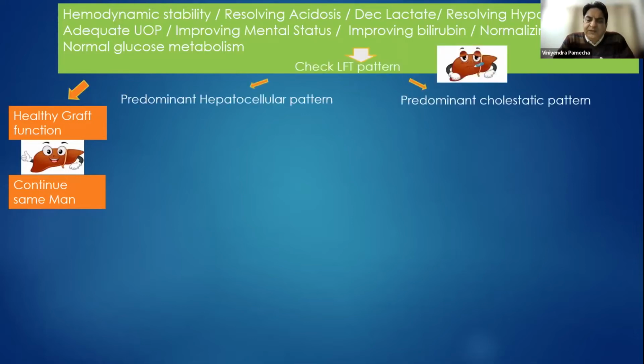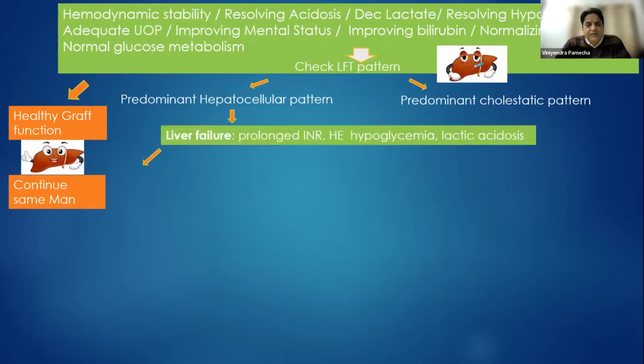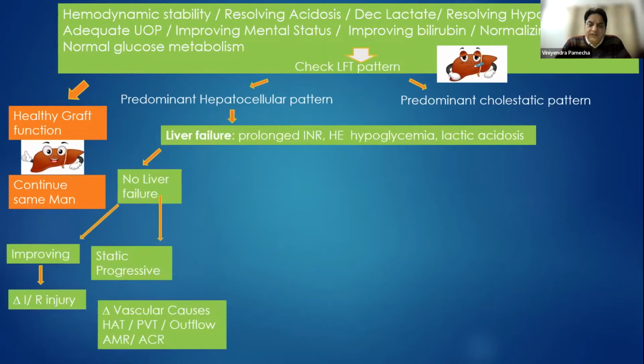But if the patient is not showing all those signs or some of this, then you need to really check into what the LFT pattern is. If it is predominantly a hepatocellular pattern, and if it is associated with signs of liver failure as well, like prolonged INR, encephalopathy, hypoglycemia, or lactic acidosis, then basically you need to see whether these are improving over the time.